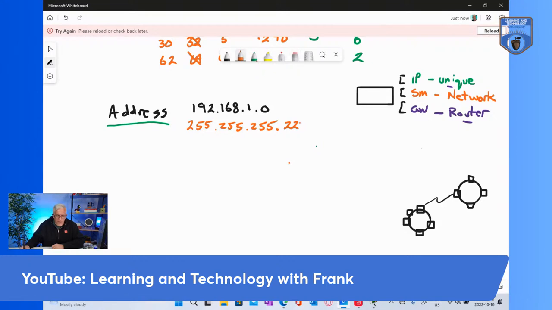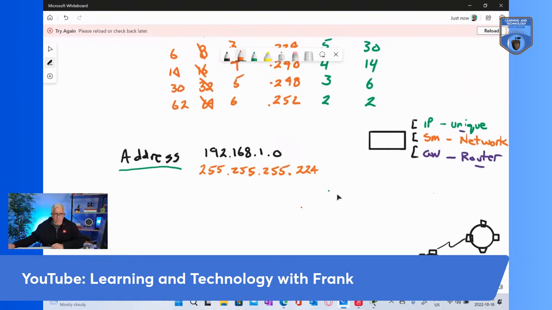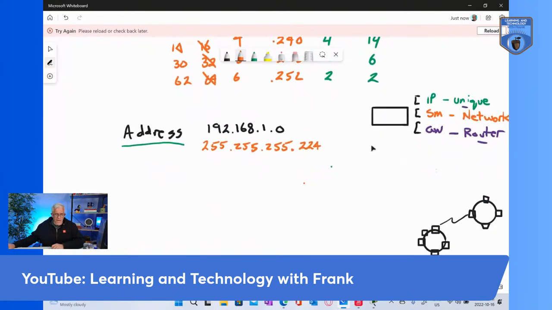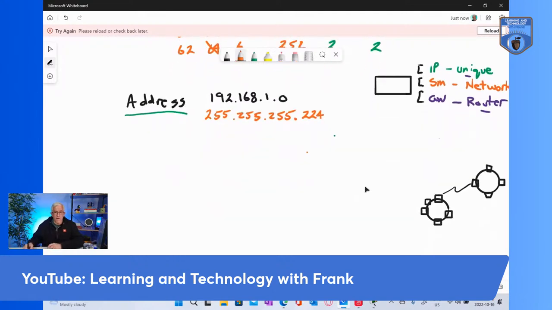Okay. So 224, I know that I'm going to use 224. So 224 means I borrowed how many bits? See where the magic chart is handy? I borrowed 3 bits. So the way that I can do the addressing is literally by falling off a cliff.